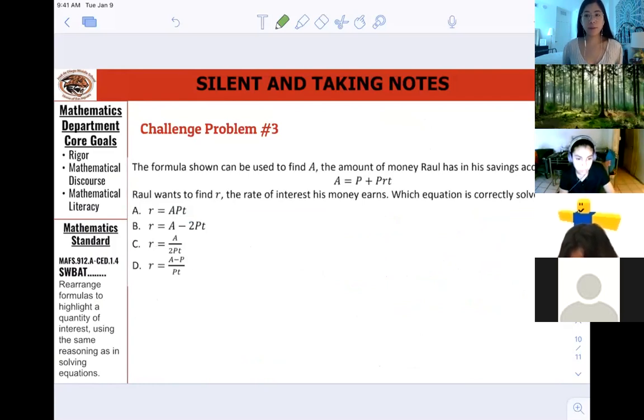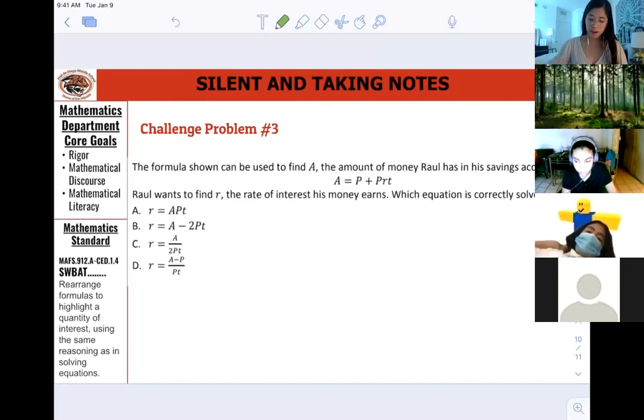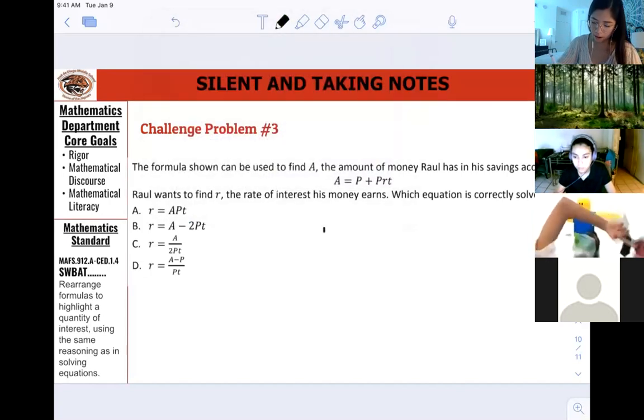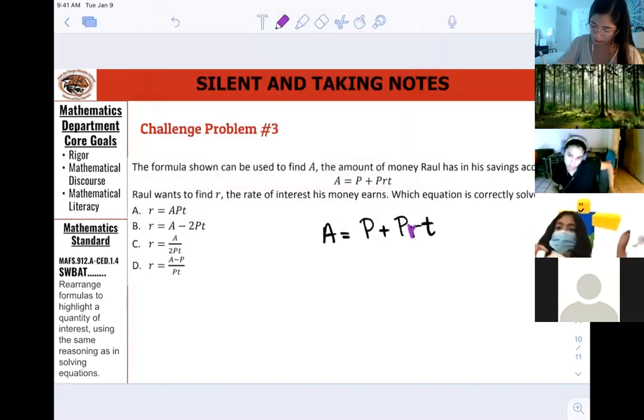The nice thing about multiple choice is that if you're stuck, you can see what the answers might look like. So maybe I can figure out how to make it look like letter C. So let's go ahead and look. The formula shown can be used to find A, the amount of money Raul has in his savings account. Raul wants to find R, the rate of interest his money earns. Which equation is correctly solved for R? So we want to isolate the R. I'm going to highlight it so we can keep track of where it is.